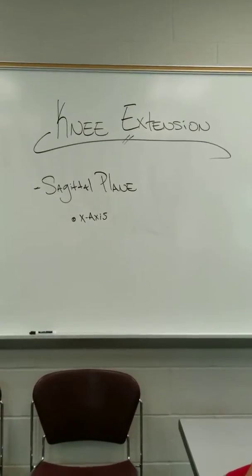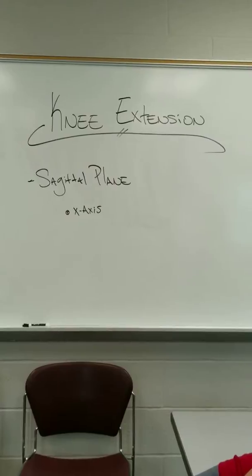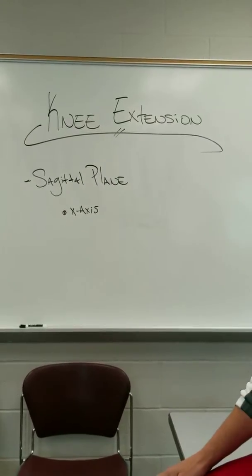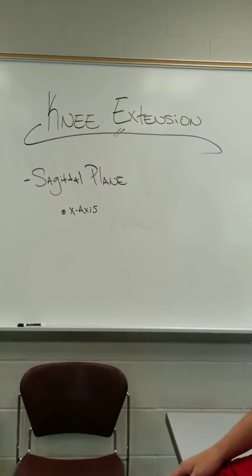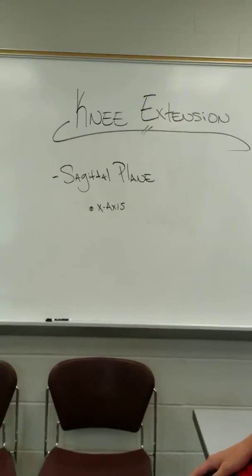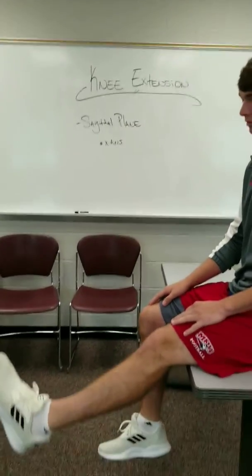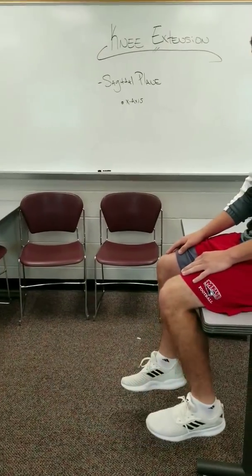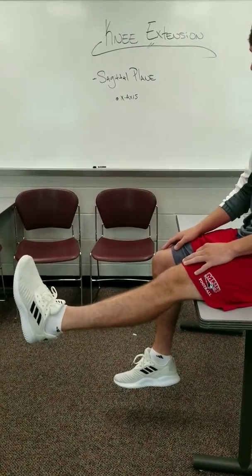Next up is knee extension. Knee extension is the movement of one bone segment away from the other, producing an increase in joint angle. It also takes place in the sagittal plane and rotates around the x-axis.